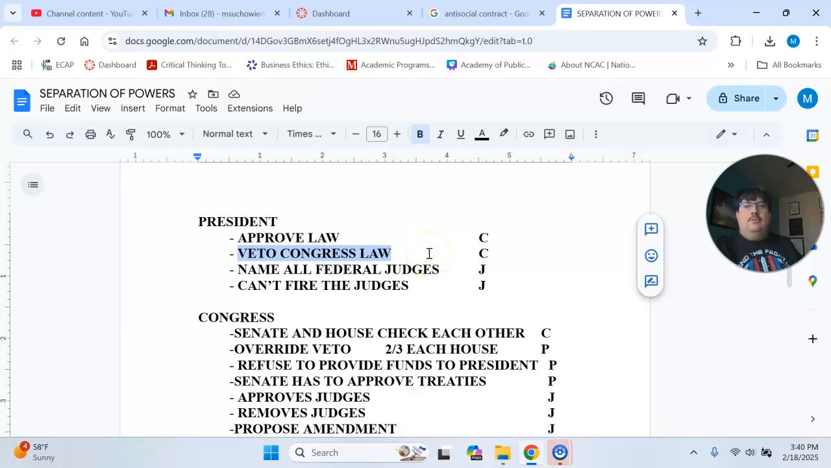Now, the president, when it comes to the judicial branch, he names all the federal judges. So there's no elections for federal judges. He gets to appoint federal judges, meaning from the Supreme Court all the way down to district courts. That's his prerogative. He gets to say, I nominate this person for this position. That's a check on the judicial branch. He gets to decide who's in the judicial branch.